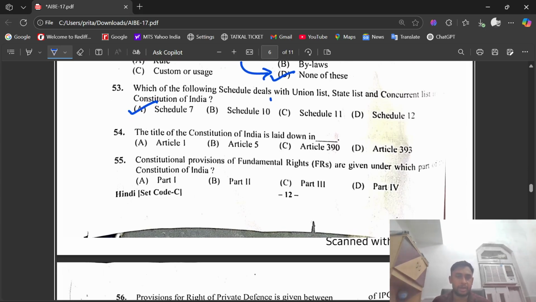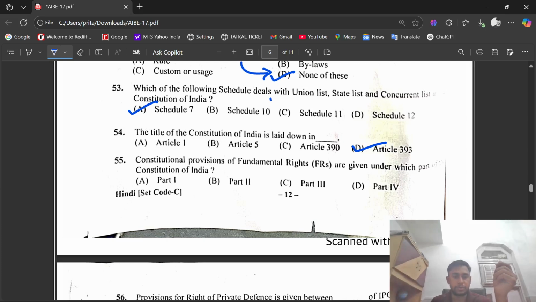Now, question number 54 says the title of the Constitution of India is laid down in dash, Article 393. In Article 1, we will see the short title and the name and its territory. In Article 5, we will see the concept of citizenship, and Article 90 is omitted. It was omitted in 1950 only. It was basically a temporary article, so it was omitted at that time. So Article 393 talks about the title of the Constitution, that is saying that this bare act will be known as the Constitution of India. So that thing we will see in Article 393.